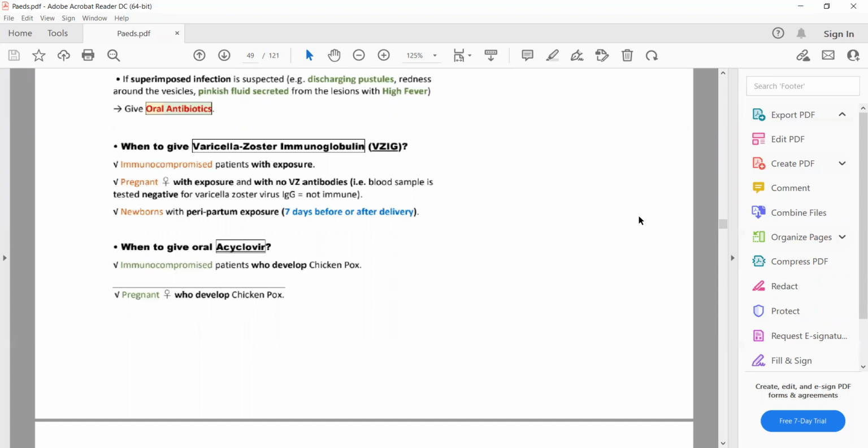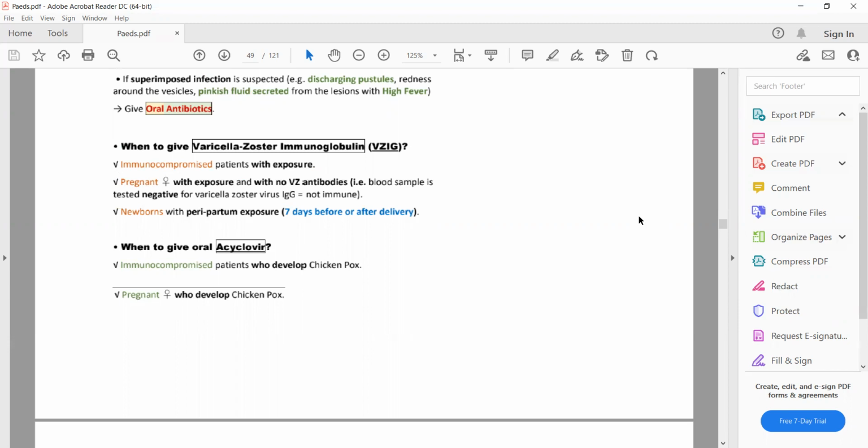Now, if a person is exposed to varicella zoster virus and he is either immunocompromised, pregnant, or a newborn, remember the exposure periods. For adults, the period is 2 days before and 5 days after the appearance of the rash. But for neonates, the peripartum exposure period is 7 days before and 7 days after the delivery.